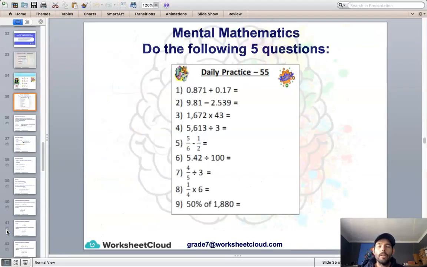There are your 9 mental arithmetic questions for today, all covering previously taught principles: addition, subtraction, long multiplication, some division, fractions, and then percentage to finish off with. Take your time, write everything down logically and neatly. Please remember to check. Get used to practicing your checking strategies.